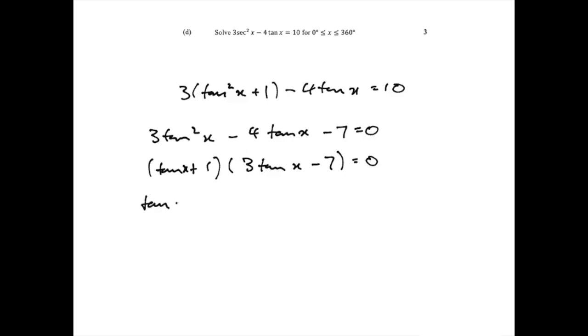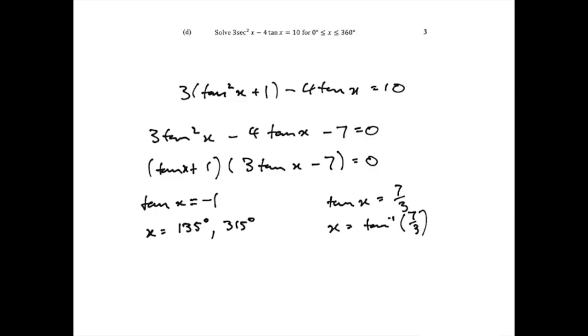Okay, so tan x could be negative 1. We know that one is 45 degrees, but it's in the second and fourth quadrant. So the second quadrant will be 135 and 315. And the other one is, I want tan x to be 7 over 3. We don't know that one though, do we? So we just need to use our calculator for the first and third quadrant. First quadrant is 66.8 degrees, and then add 180 to that to get the third quadrant. So 4 answers.